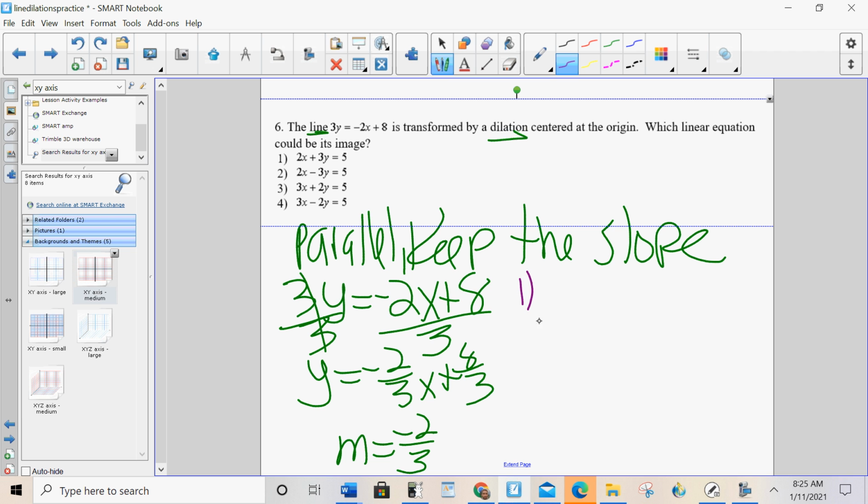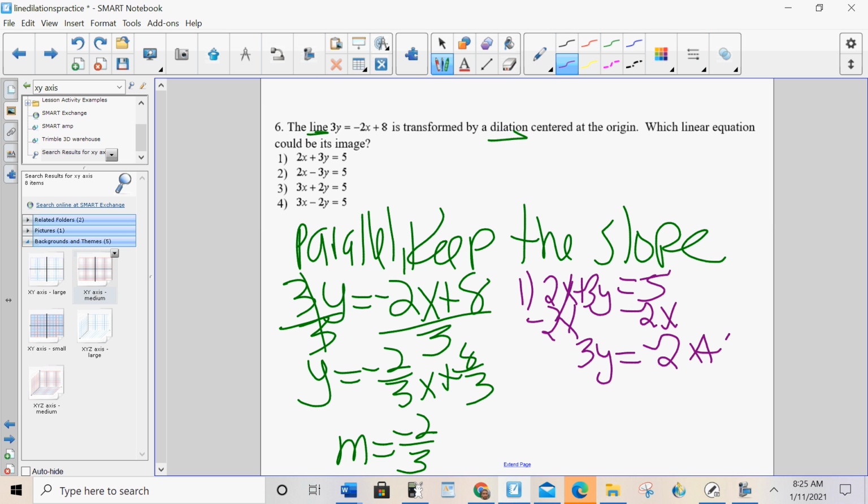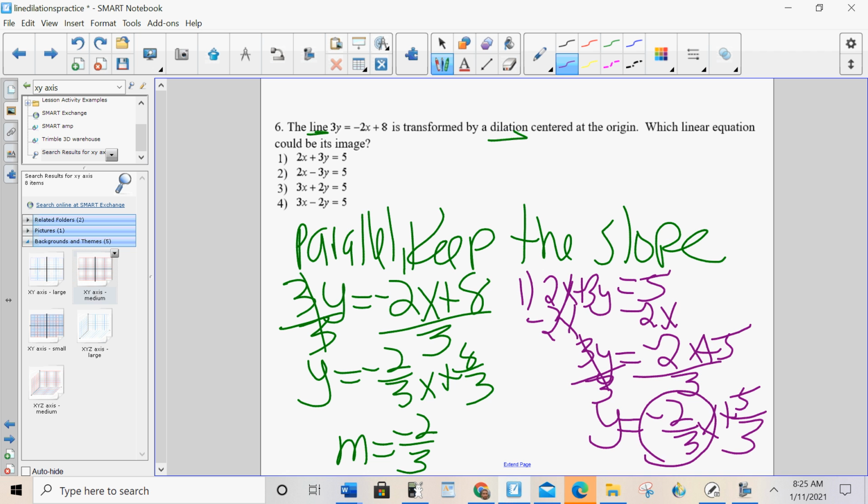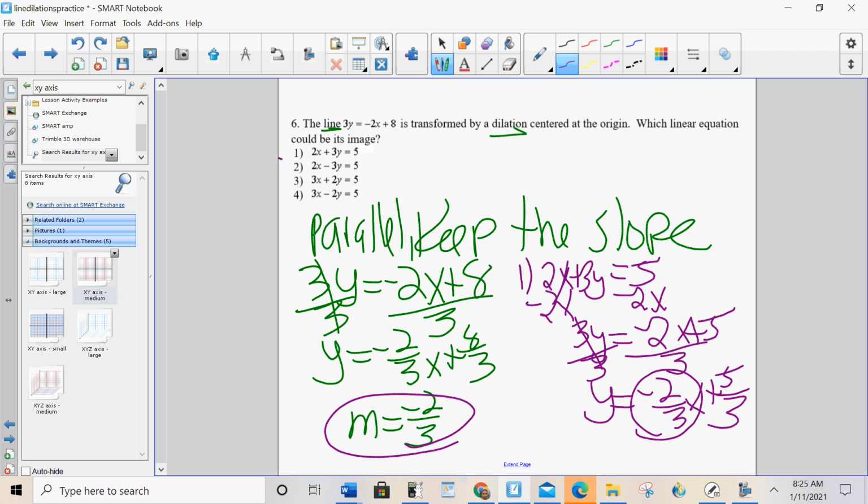So I'm going to go through the choices. I have to get y by itself for each of them, so that's a little bit annoying, but it is what it is. So this was the very first lesson of the unit we did, getting into y equals mx plus b form. So if you're not comfortable with this, go back to that lesson, slope-intercept form. Y equals negative 2/3 x plus 5/3. This has a slope of negative 2/3. This has a slope of negative 2/3. They're parallel, therefore that could be the image. It's always a good idea to go through the rest of the choices. I'm not going to go through the rest of the choices now.